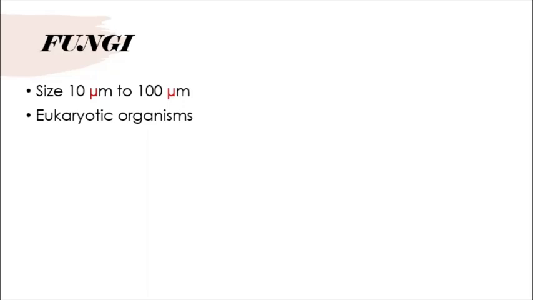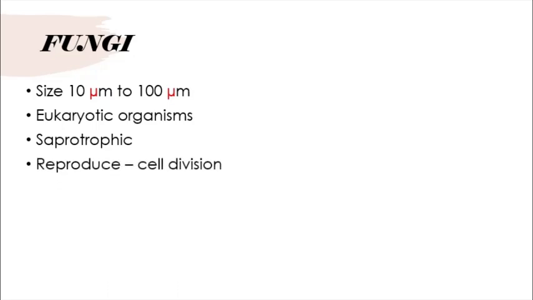Also, some of them are visible with the naked eye. Also, children, these are found on decaying organic matter and on dead bodies of plants and animals. These are saprotrophic as they are found on dead organic matter or dead bodies. They absorb food from the decaying organic matter, and that is why they are called saprotrophic. And they reproduce through cell division and budding.